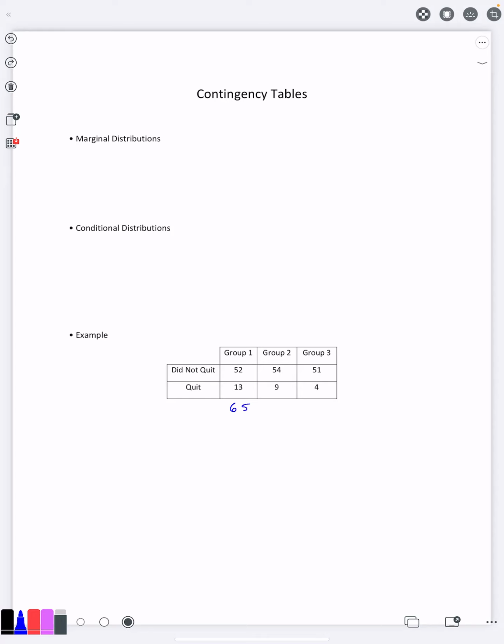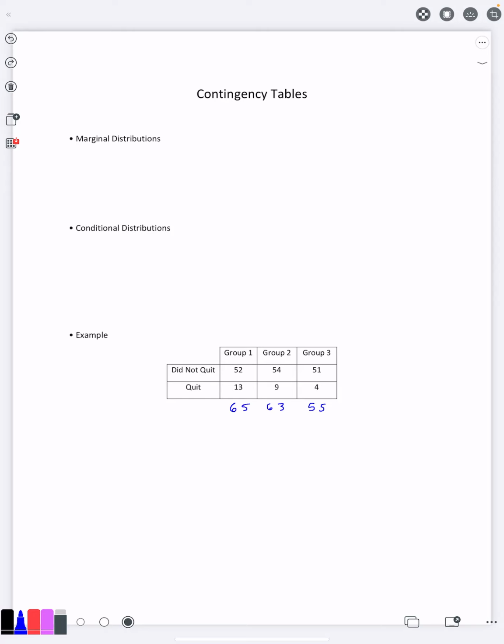54 plus 9 is 63 people in group 2. And 51 plus 4 is 55 in group 3. Now, you might wonder, wait a second, if we're trying to test different treatments on whether someone's going to quit smoking, wouldn't we want to break up the groups evenly so they all have the same number? That would be a good idea, but sometimes that's not feasible. For example, if we are randomly selecting people to put into different treatment groups, we may not always select equal numbers in each of these groups.